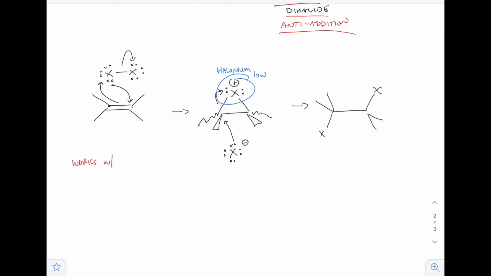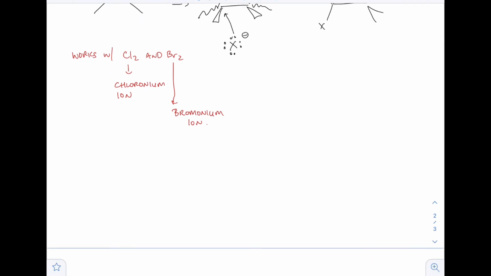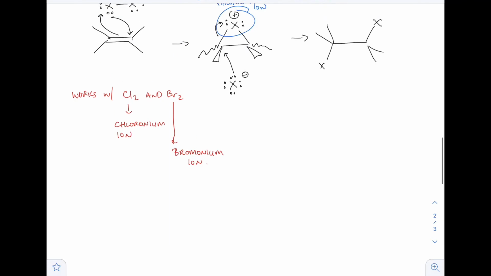Okay, so all right, let's think about this. So it works with, again, chlorine and bromine. Chlorine, you'll obtain that chloronium ion, and then the bromine, you'll obtain the bromonium ion. Okay. Now, again, this is similar. You can think of them as like epoxides, right? And so you should think of them like that.